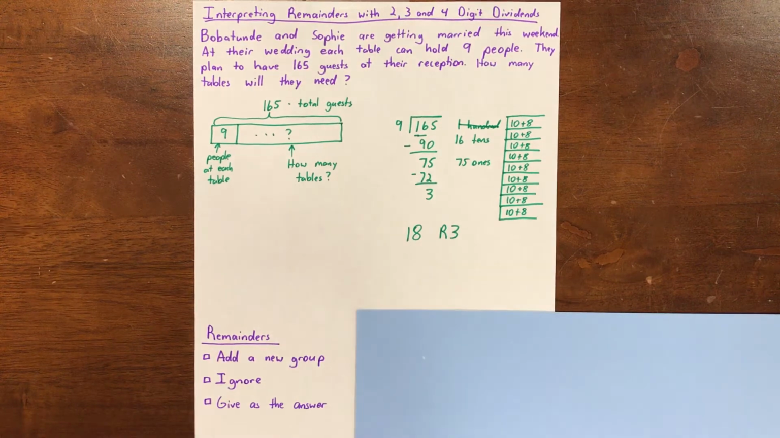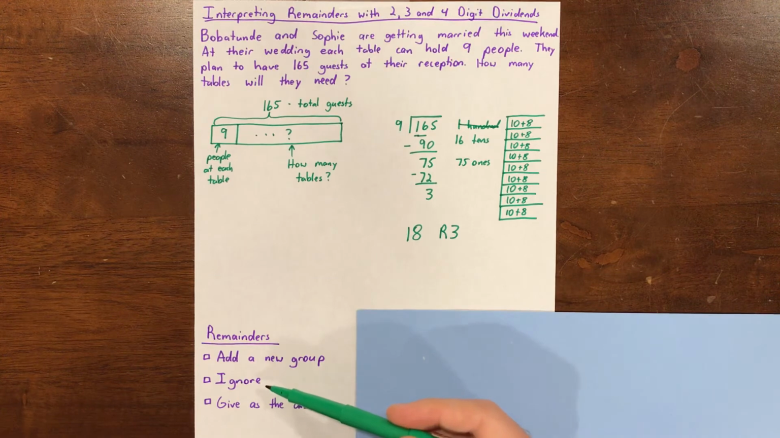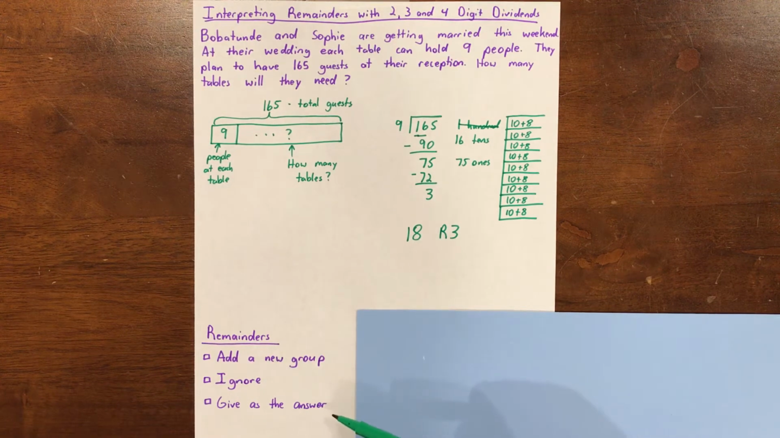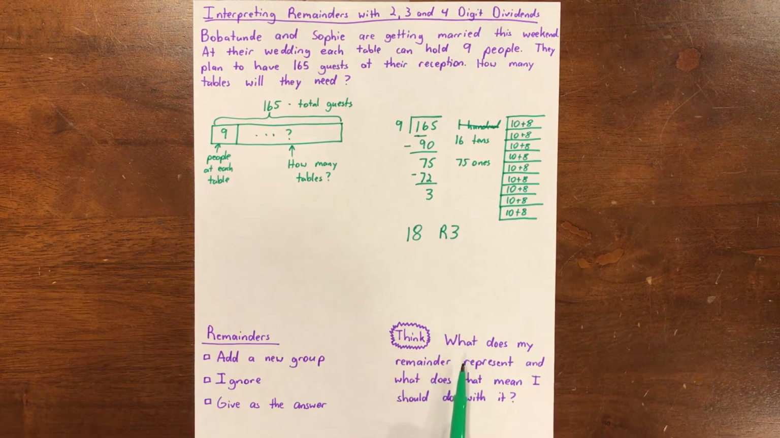Yeah. Sometimes we add a new group. Sometimes we just ignore the remainder. And sometimes the remainder itself is what we give as an answer to the problem. And how do we figure out how to interpret the remainder? Say it out loud. Yeah, read this thinking question with me, right? We thought, what does my remainder represent? And what does that mean I should do with it?